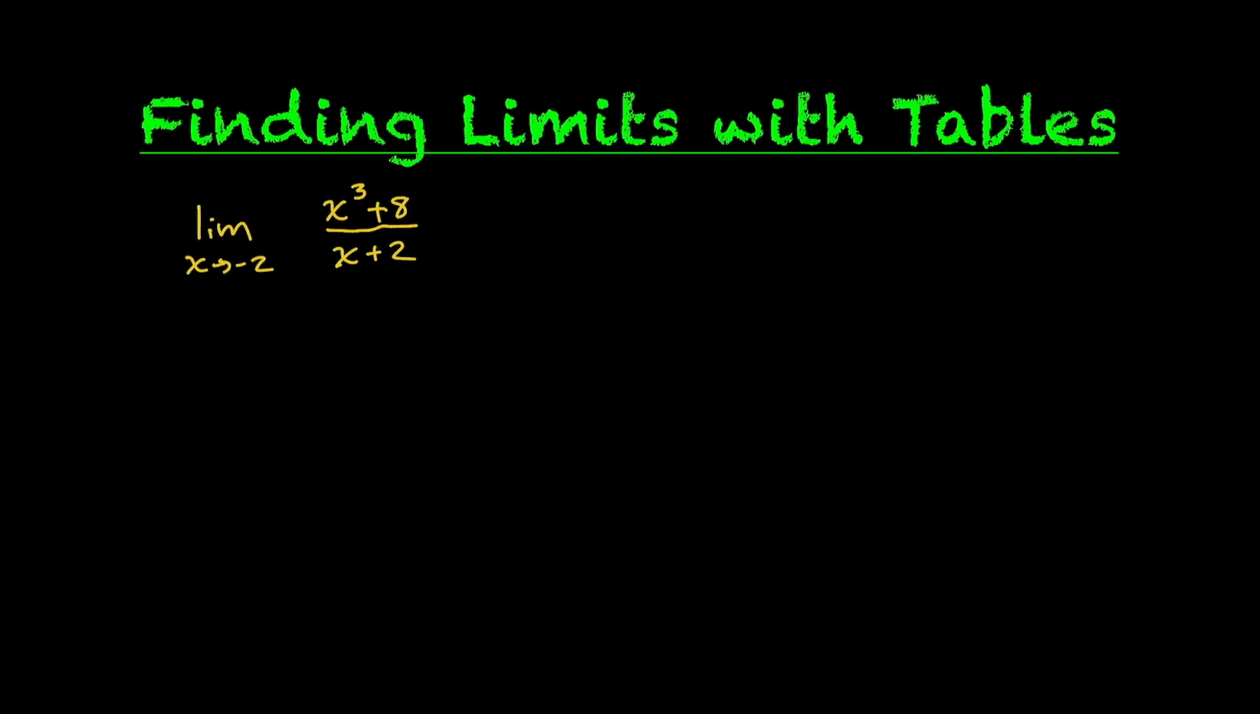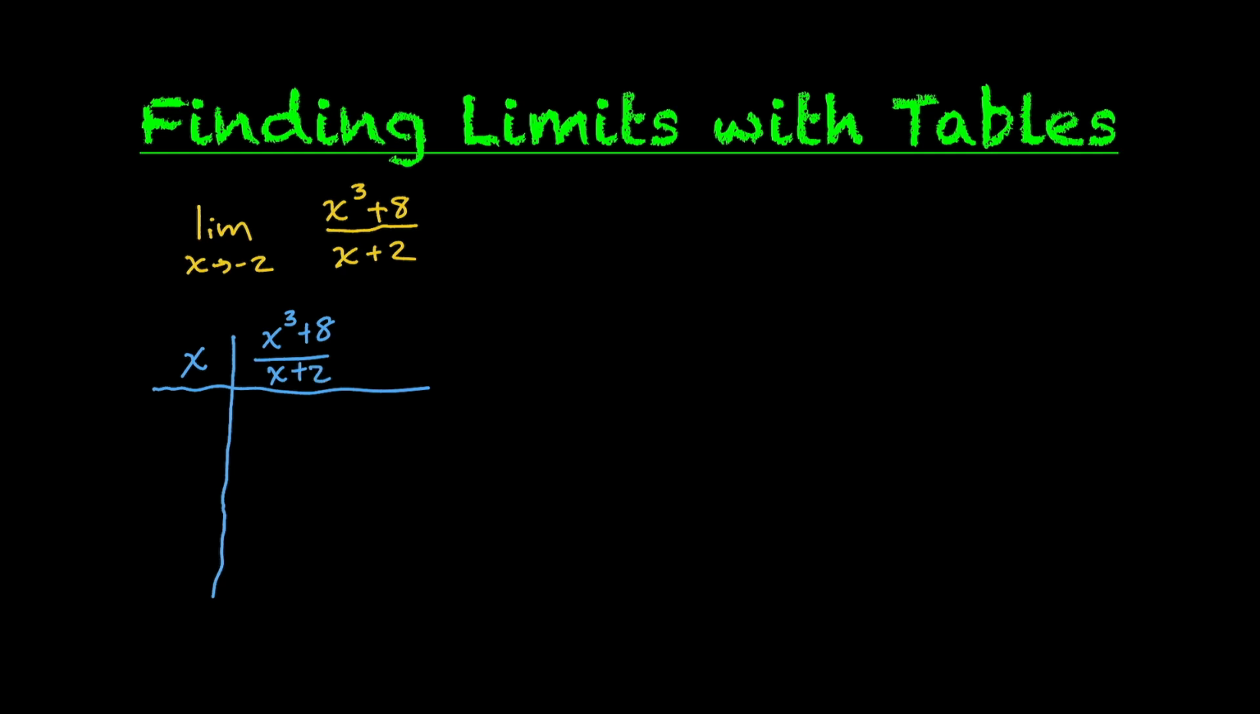All right, let's take a look at an example of just finding a limit not attached to any bigger problem. So here we have the limit as x goes to -2 of x cubed plus 8 over x plus 2. And again, the idea of a limit is that we're going to take x values that are closer and closer to -2, and plug them into this function, x cubed plus 8 over x plus 2. And we're going to see if those values tend towards anything.